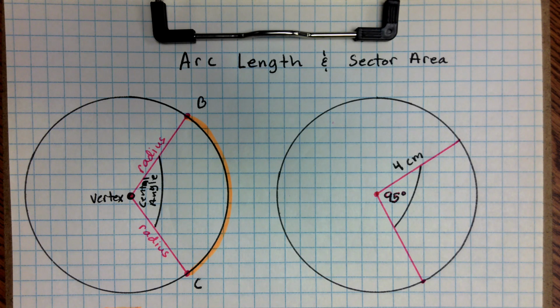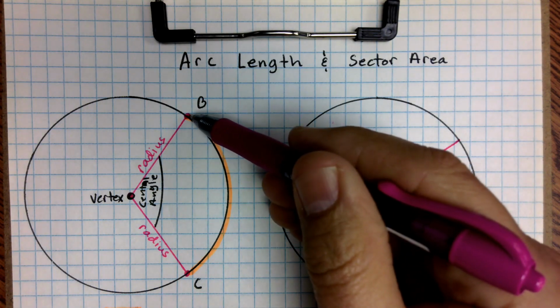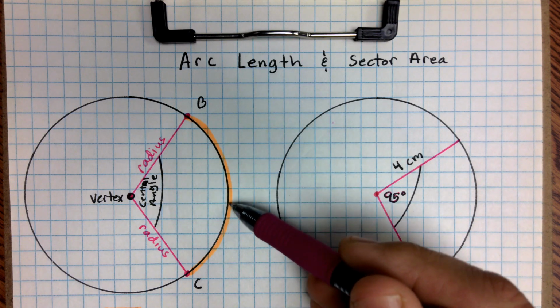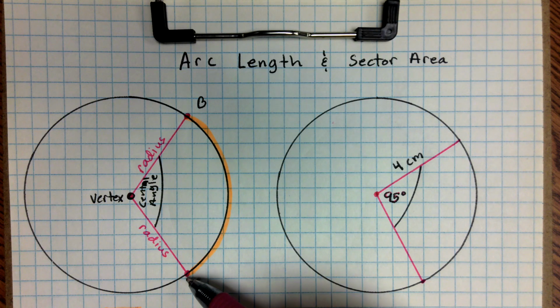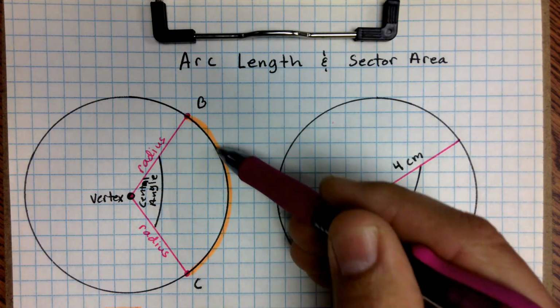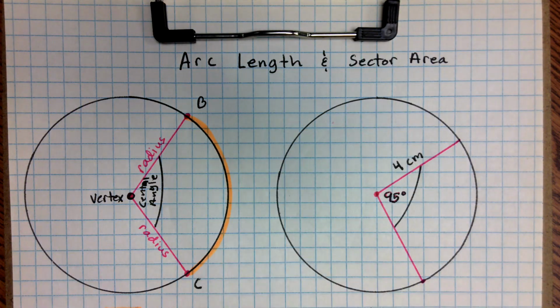In this video, we're going to be looking at how to find arc length and the sector area of a circle. When we say arc length, we're actually talking about the arc. In other words, from point B, if we were to follow around the circumference of the circle all the way to point C, in this case it'd be called a minor arc, if you looked at the last video. And now we're going to calculate the length of it.